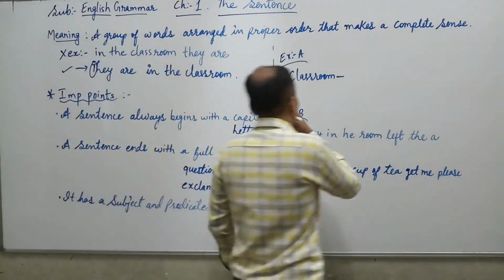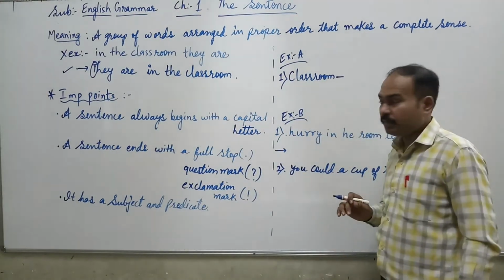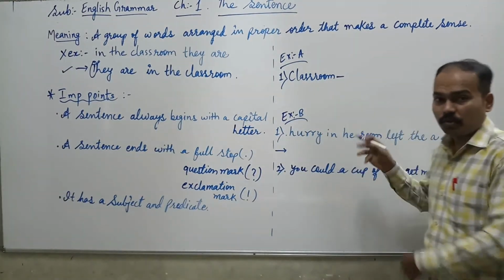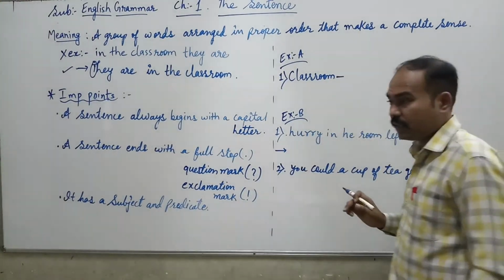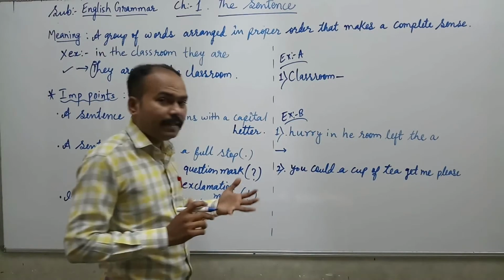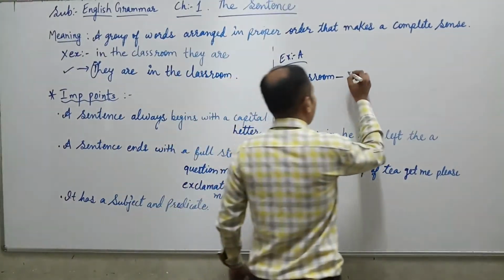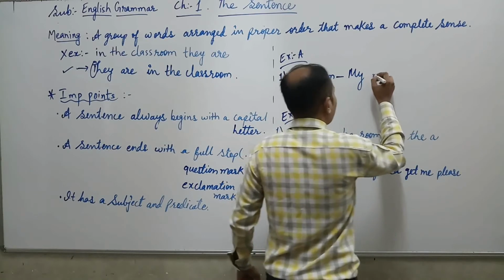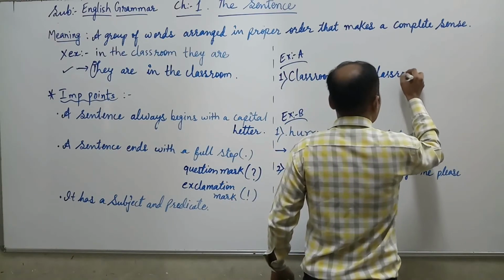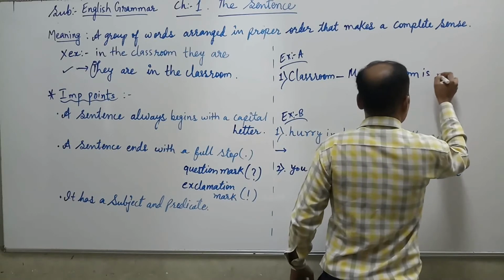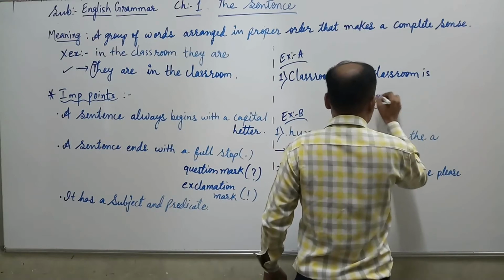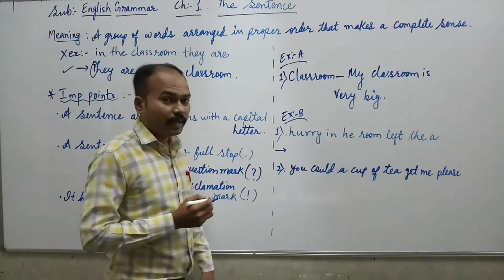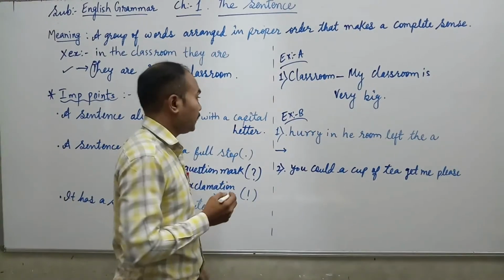Now exercise number A and exercise number B. I have selected some questions and we will see how to do them. In exercise A, words are given and we have to frame a sentence. Example, classroom. We can form any sentence, so I will write: My classroom is very big. In this way we have to form a sentence.